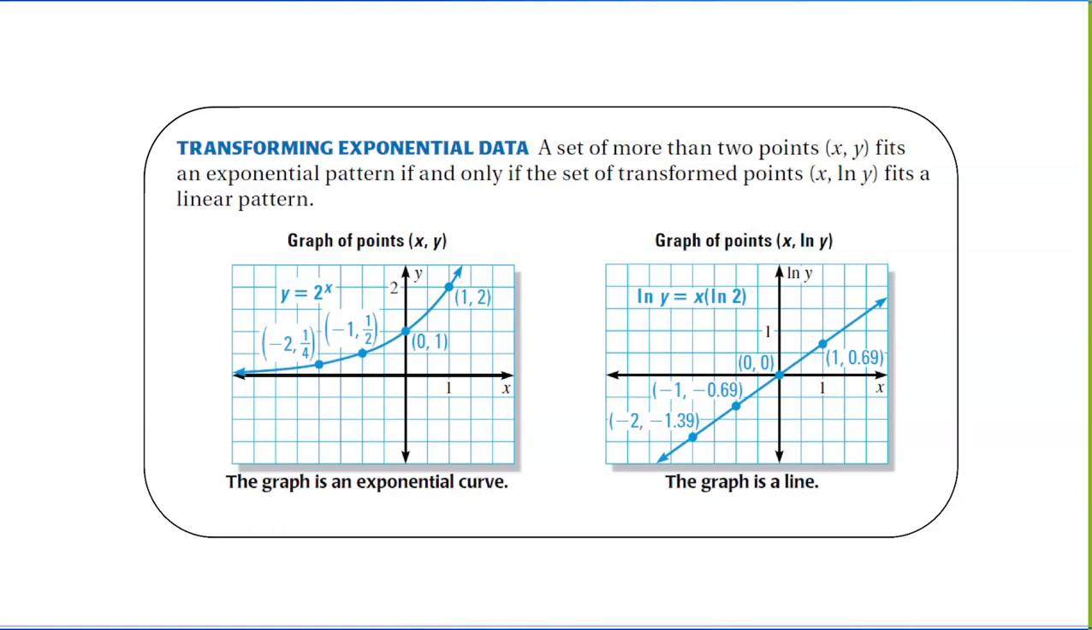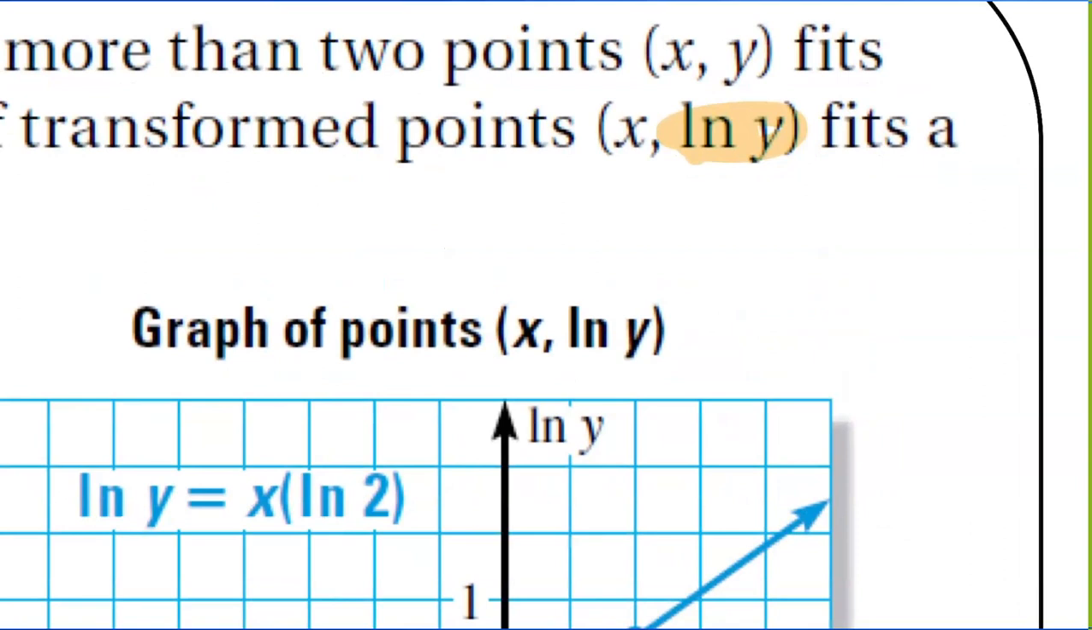So a set of more than 2 points (x, y) fits an exponential pattern if and only if the set of transformed points (x, natural log of y) fits a linear pattern. So what some very smart people figured out is that when you have data that grows exponentially, you can actually switch it down into a linear model using this idea that you convert all of your y's into the natural log of y's.